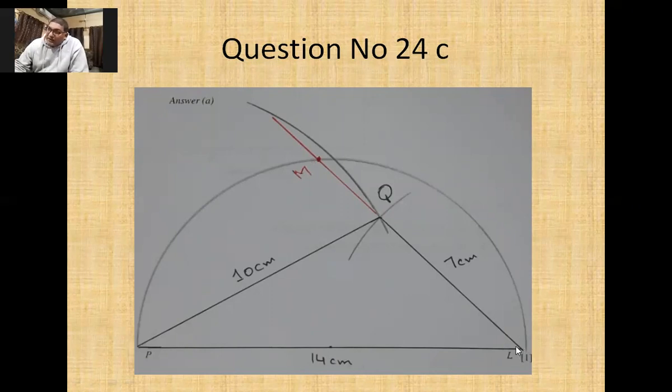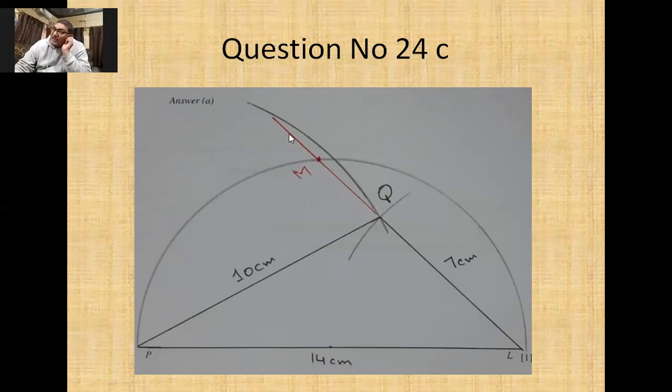And then you will prolong this LQ line. When you prolong this LQ line, it will intersect the semicircle at the point M. You can see this red line. I have prolonged the LQ line, and it will intersect the circle at the point M. This is what they have asked you to do. Then you have to measure the length of QM.